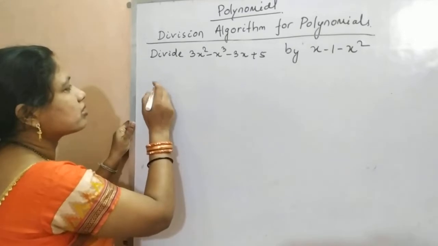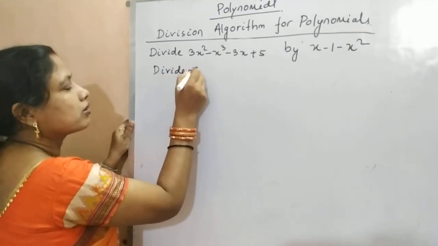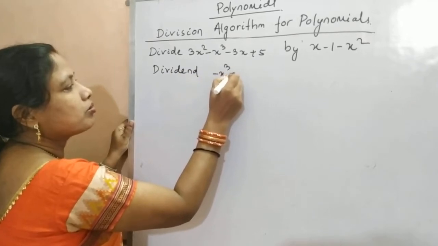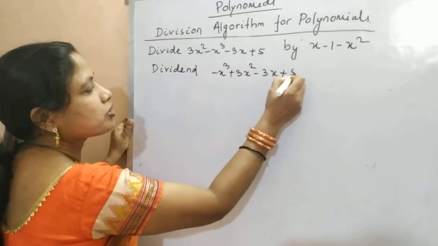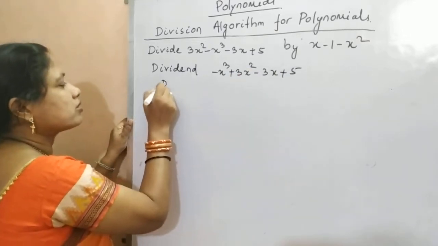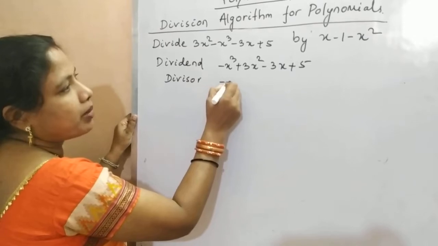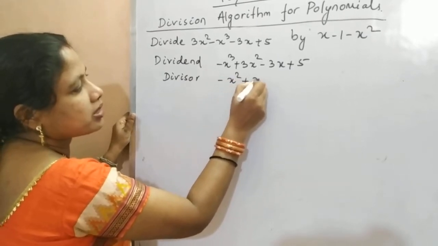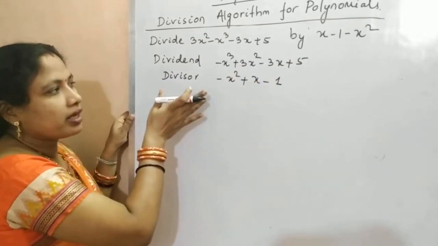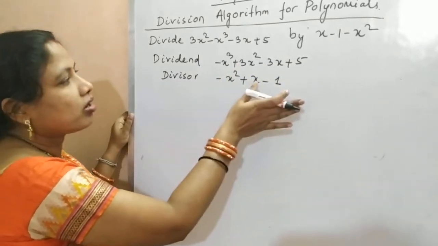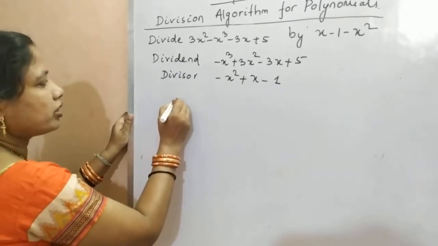So the dividend in standard form is minus x cube plus 3x square minus 3x plus 5. Then the divisor in standard form is minus x square plus x minus 1. We have to make the polynomials in the decreasing order of the degrees of their variables. So here we will do the division.